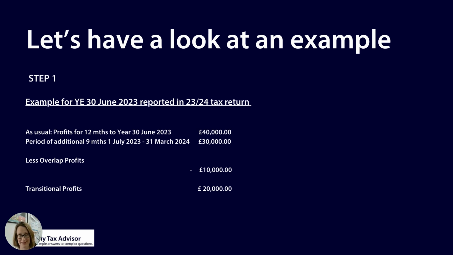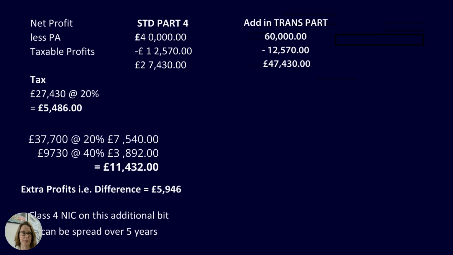We're going to assume that it's exactly the same profit of 40,000 for the next 12 months. 9/12 of that takes you to £30,000. So now you're looking at profits of £70,000 being brought into your 23-24 tax return. But before you assume that, you need to take a step back, because your overlap relief will be deducted from your transitional profit figure of 30,000. So that £10,000 of overlap profit will come off the 30, leaving you with transitional profits of 20,000. That 20,000 figure does get brought into your 23-24 tax return alongside the 40,000 figure.